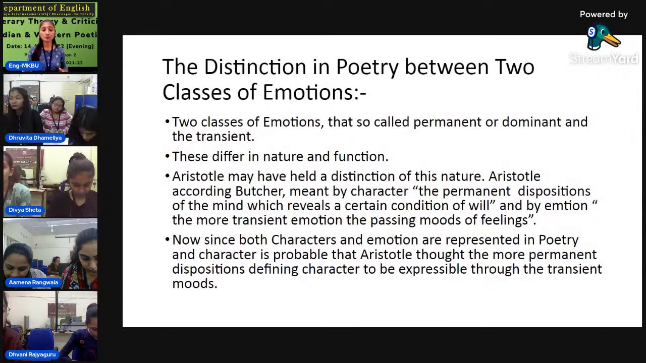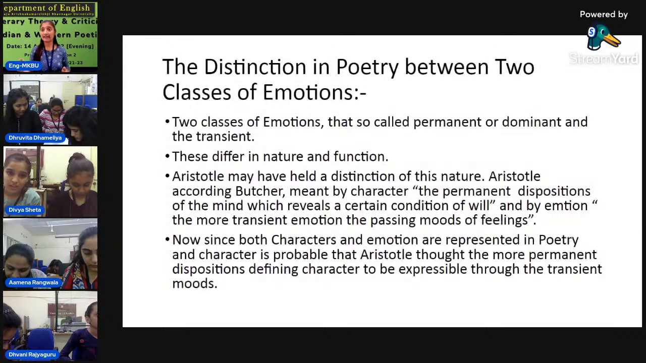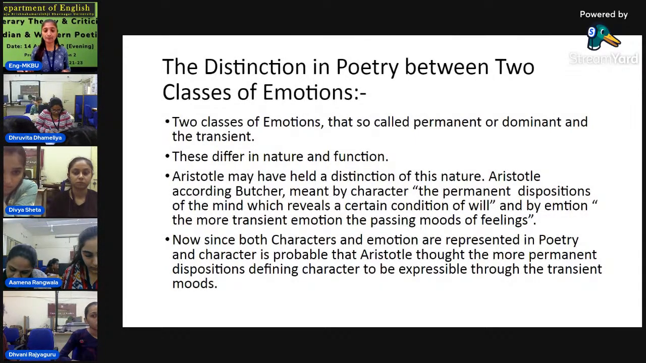And Aristotle, according to Goethe, meant by character the permanent dispositions of the mind, which lead to certain conditions of will. It means emotions are not a long condition of your mind, but rather the more transient emotion, the passing mood of feeling. It means emotions depend on a short time and only on your mood. Now, since both character and emotion are represented in poetry, and character is probably what Aristotle taught as the more permanent disposition, defining character to be expressible through the transient mood.